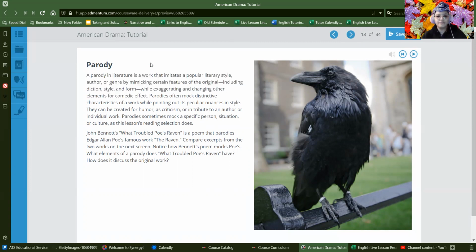So pretty much, we see parodies in shows all the time. Shows like Family Guy and Rick and Morty, they'll show you things that are familiar to you, scenes from movies or books and things like that, and basically exaggerate stuff about them to make a joke out of it. That is what parody is.